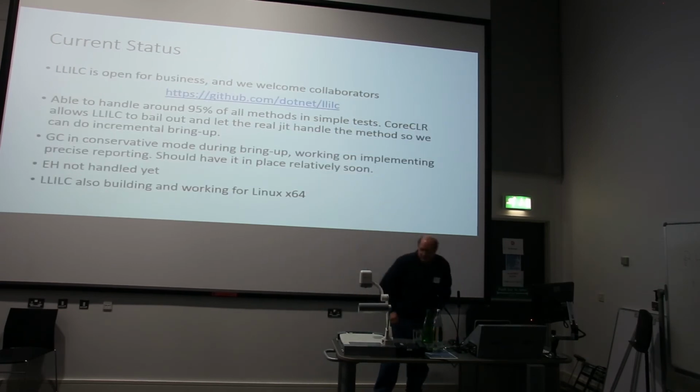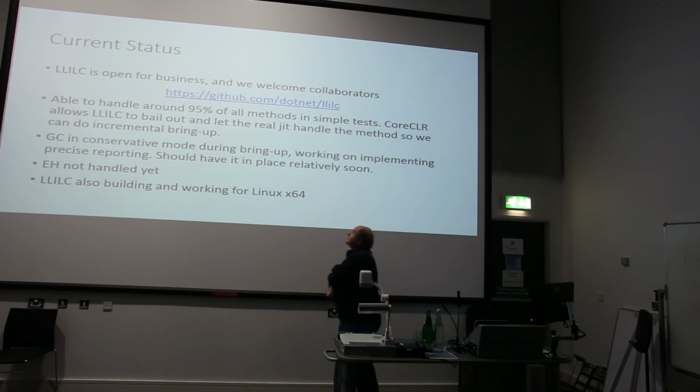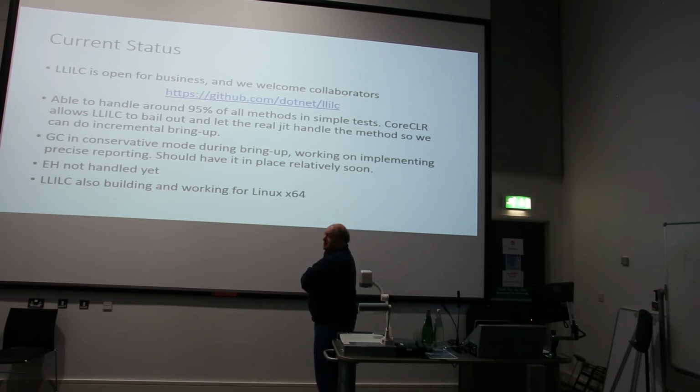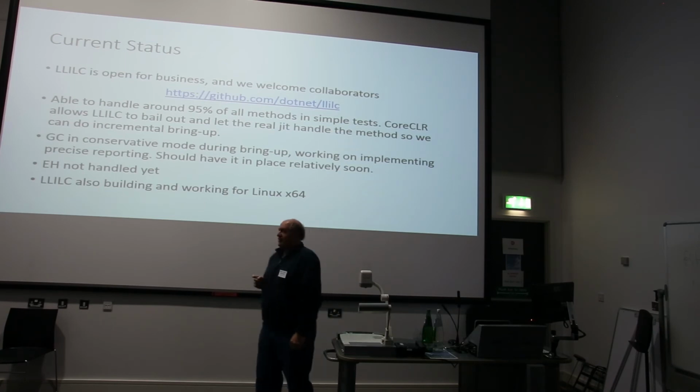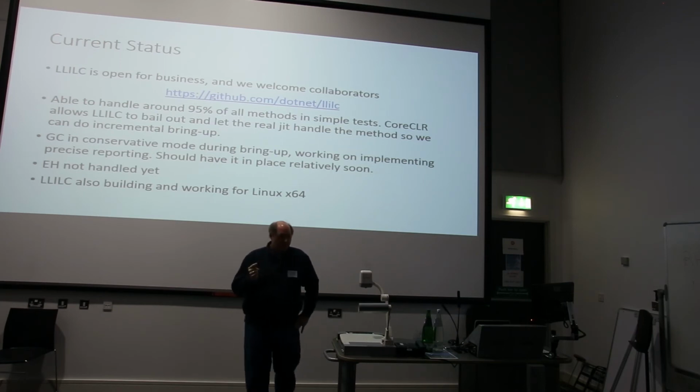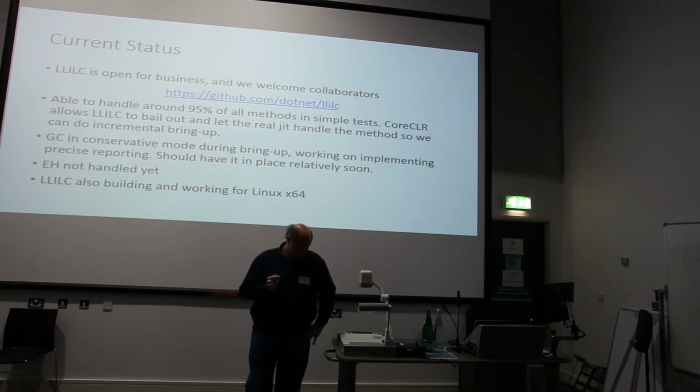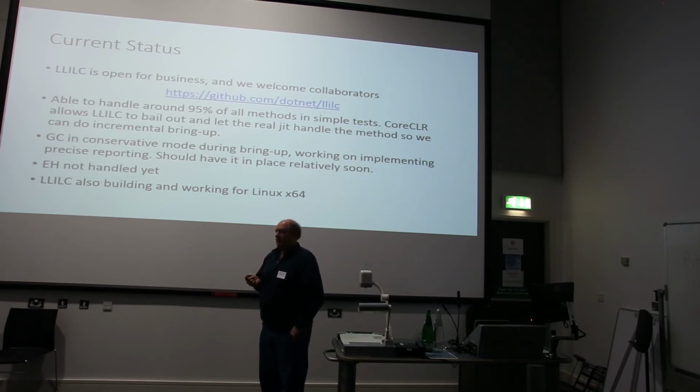So as far as status of the project, we are indeed open for business. If we look at what we're doing now in simple cases, I think we can handle, just to JIT a thing that prints hello world, you have to be able to get through something like 340 methods in the CoreCLR. And I think last I looked, we were at like 320. And a bunch of those that we couldn't handle were P/Invoke.